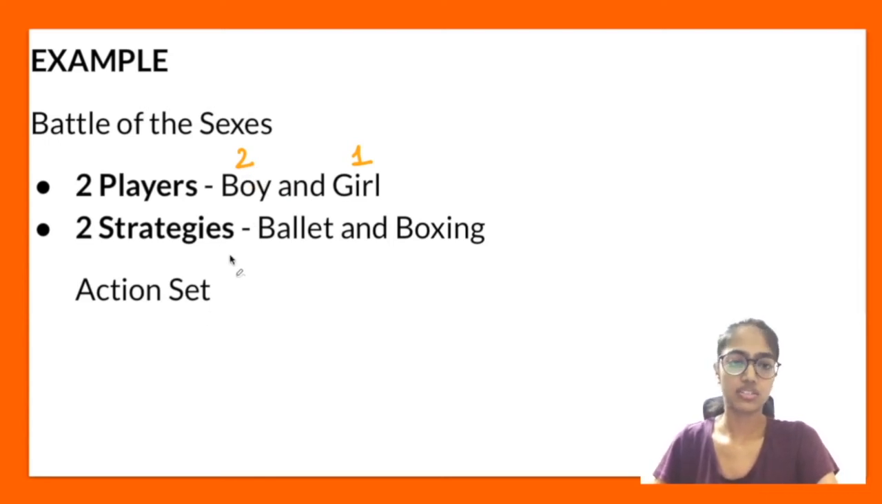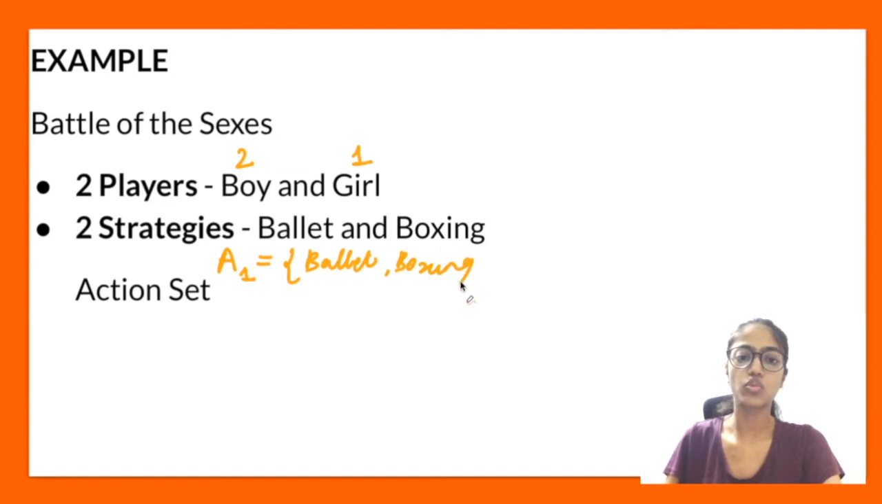Now the action sets for both players can be written as A1, that is the action set for player 1, the girl, is equal to ballet, boxing. She has two possible actions or strategies. Similarly, the action set for player 2, that is the boy, is also equal to ballet and boxing.